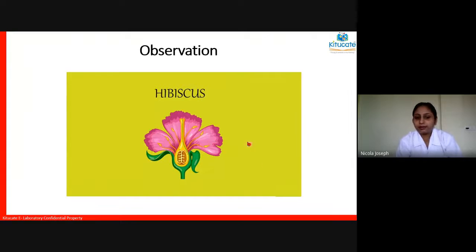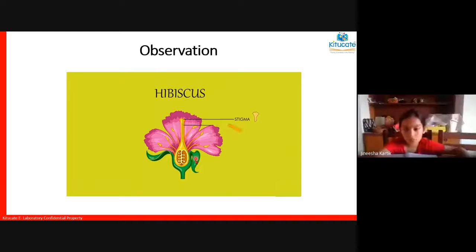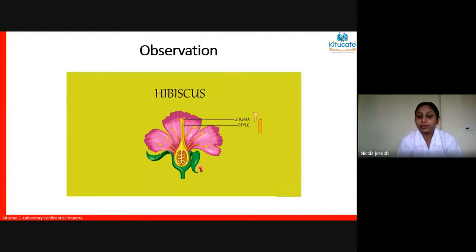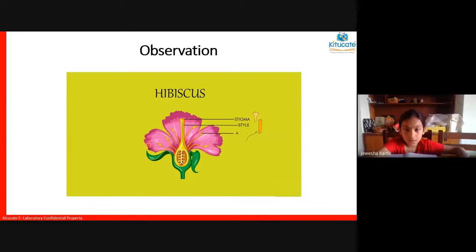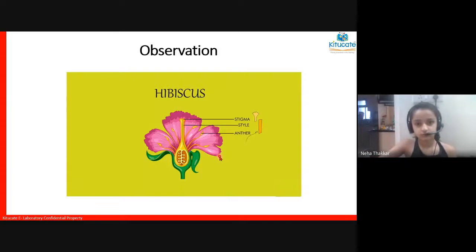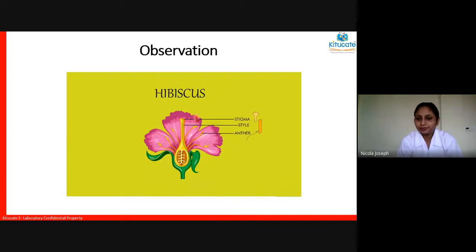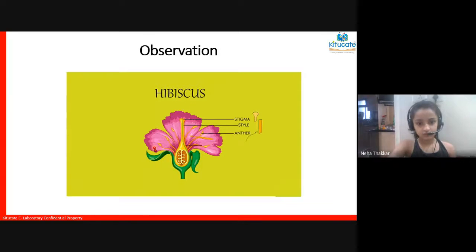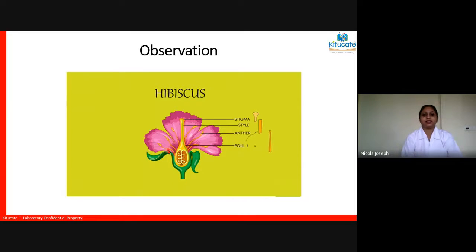You all can see a green colored structure. Tell me, what is that called? A green colored structure. What's that called? Sepal. It's called sepal. And what are the pink colored structures called? Petals. Yes. So the green colored one is called sepal and the pink colored one is called the petal.